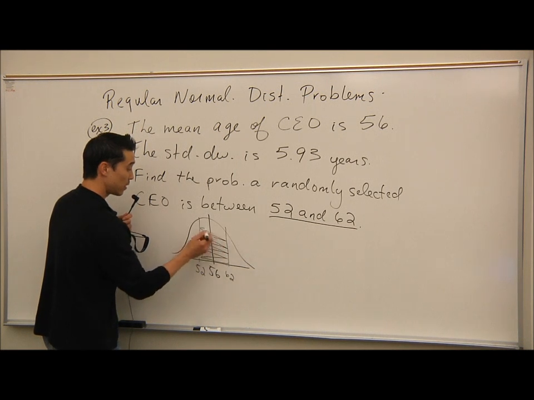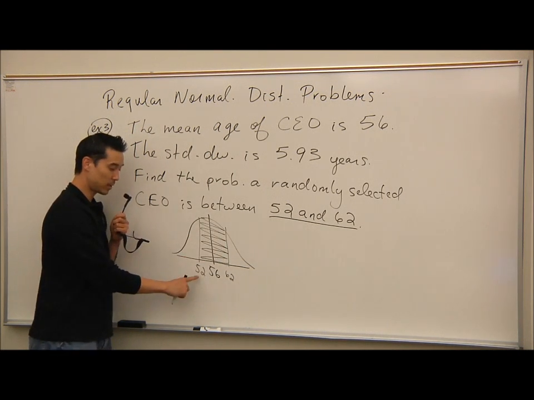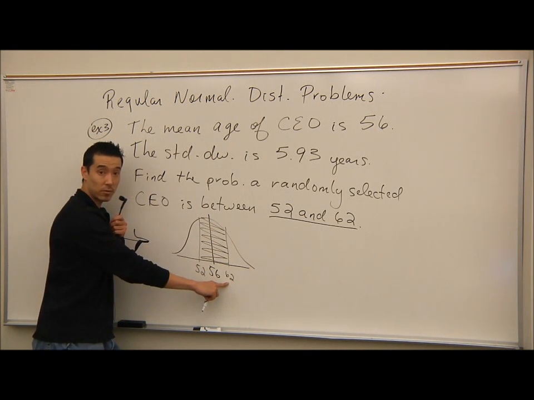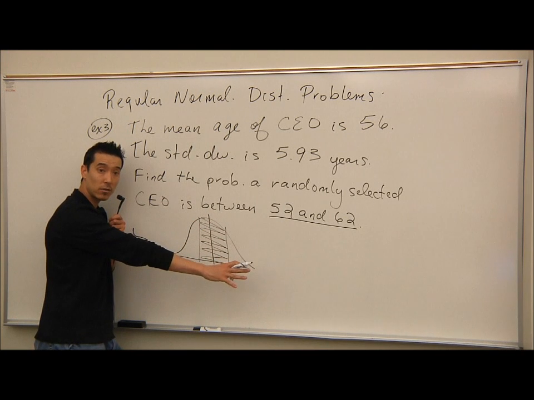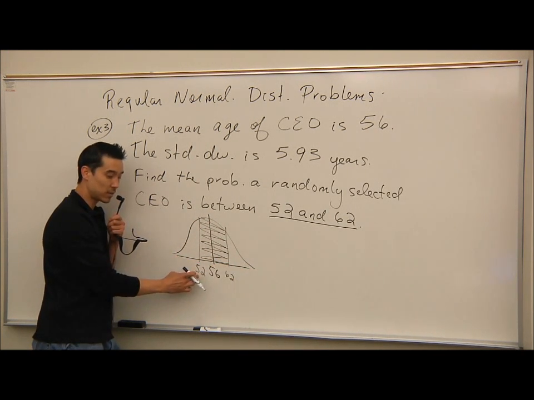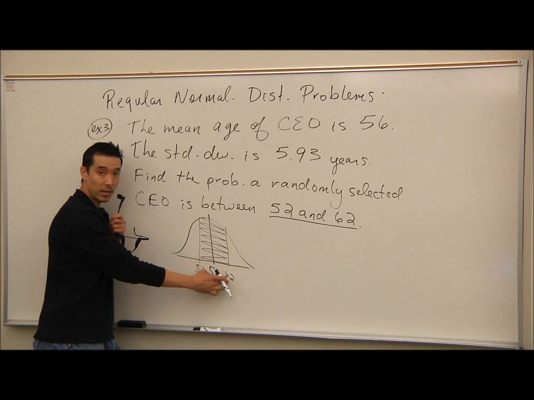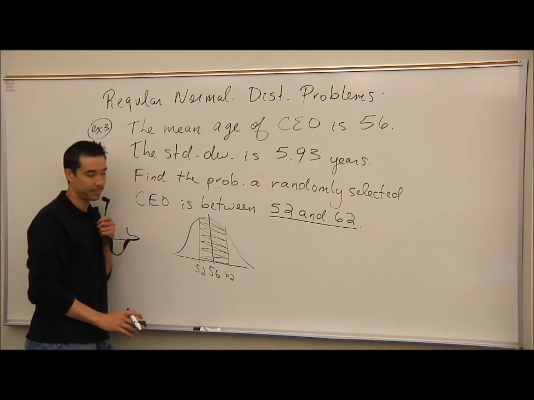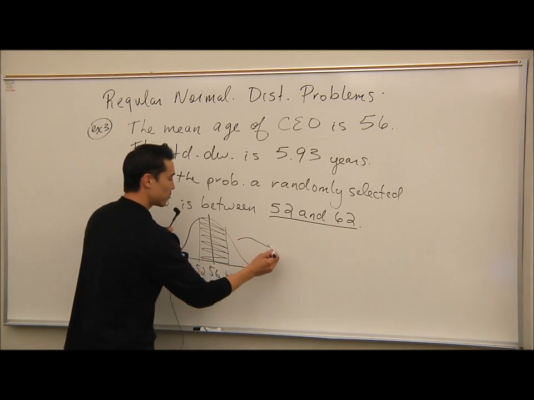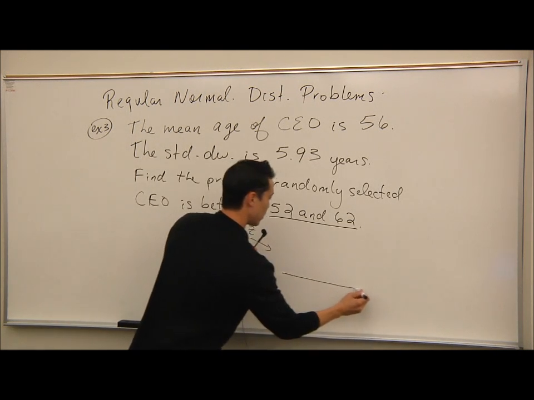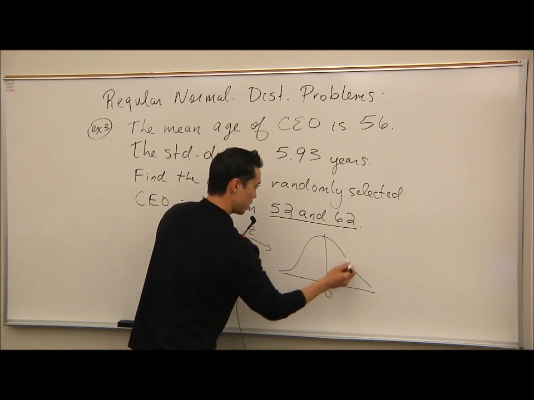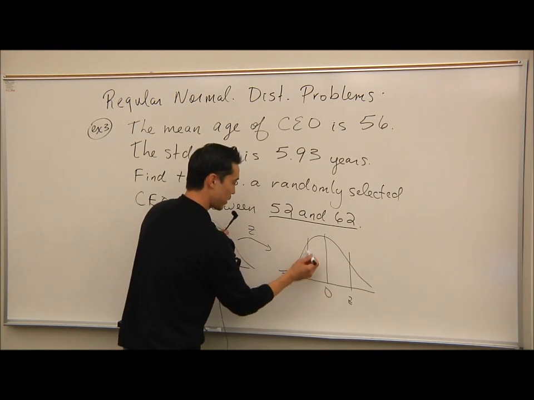Now, one thing that's a little bit different from this example is I'm going to have to transform 52 over to a z-value, but I'm also going to have to transform 62. So when you draw your standard normal, you're going to have a z-value for this one and a z-value for this one. The question is, what's the area between those two z-values? Then you look it up in the book. So when we transform over, you need to do two z-value formulas.